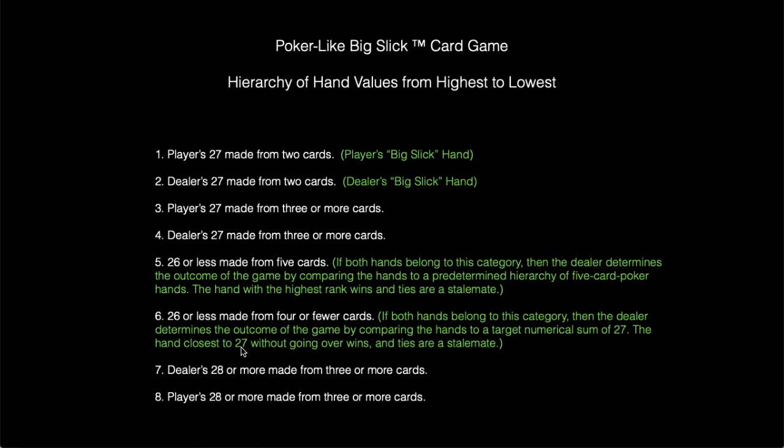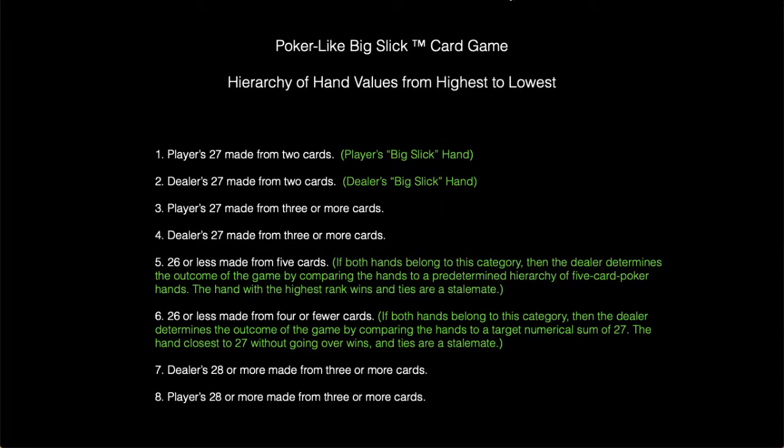So we can see that there's really only 2 times when hands are compared. Otherwise, well, they're always compared in terms of these categories, but there's only 2 categories wherein it's possible for both players to have the same hand and for a comparison to be made of those hands. And that's this category here, the 5th category, and the 6th category. Category of qualifying 5-card poker hands, and the category of hands with numerical values of 26 or less, made from 4 or fewer cards.